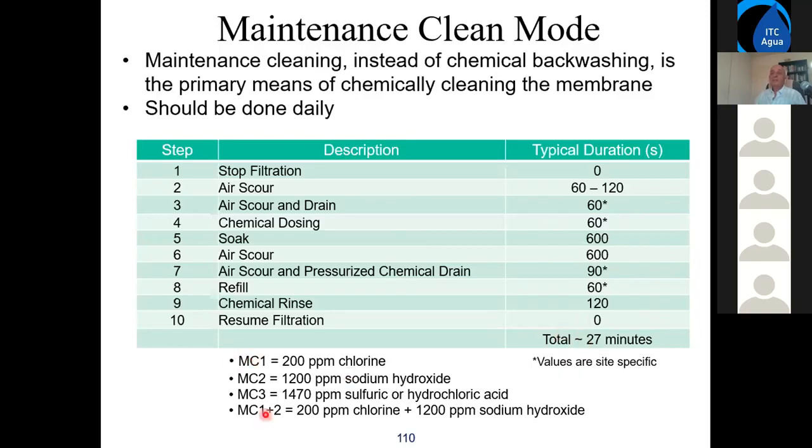And here we have different maintenance cleanings. Maintenance cleaning one, 200 ppm chlorine, and maintenance two, sodium hydroxide, maintenance three, sulfuric acid or hydrochloric acid, and maintenance one and two, which is chlorine plus sodium hydroxide.